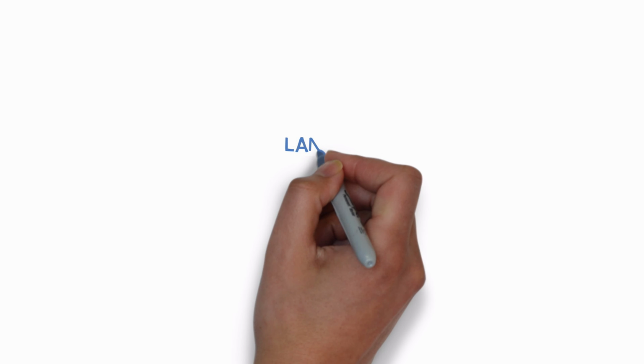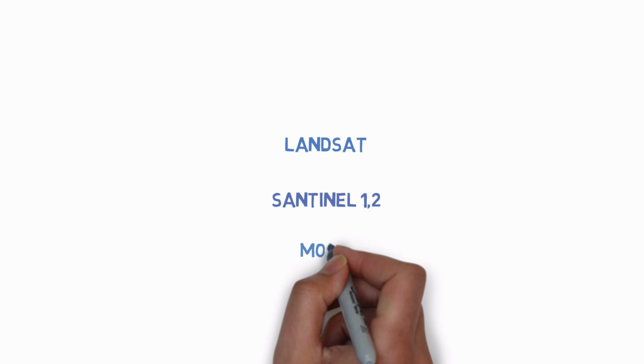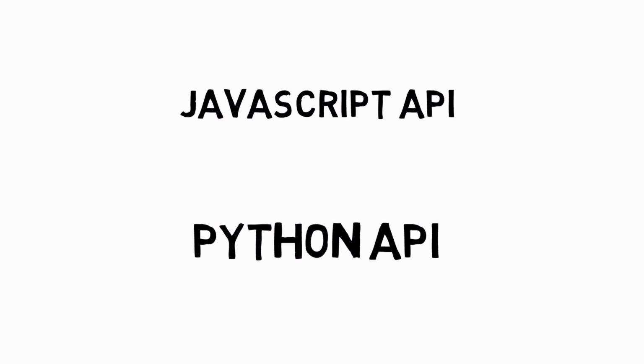Google Earth Engine was specifically built to focus on things like deforestation, climate change, droughts, etc. What Google Earth Engine makes so easy is that it has tons of data, all processed and ready to use: Landsat, Sentinel-1, 2, MODIS data, etc. Now, coming to the coding section. When we use Google Earth Engine, it has a couple of options: JavaScript API and Python API.